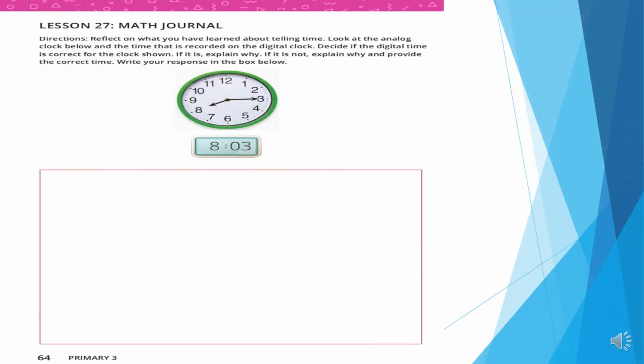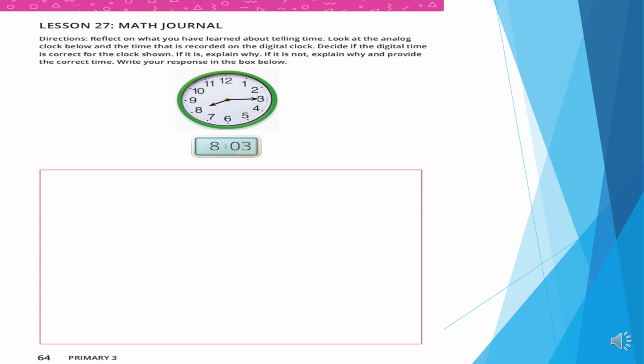Our math journal. Here we have a clock, and our colleague read this like 8:03. Is it right? Let's look together. We have the short hand pointing to 8, so we will write 8 in hours. But the long hand is pointing to 3. We will write 3 in minutes?